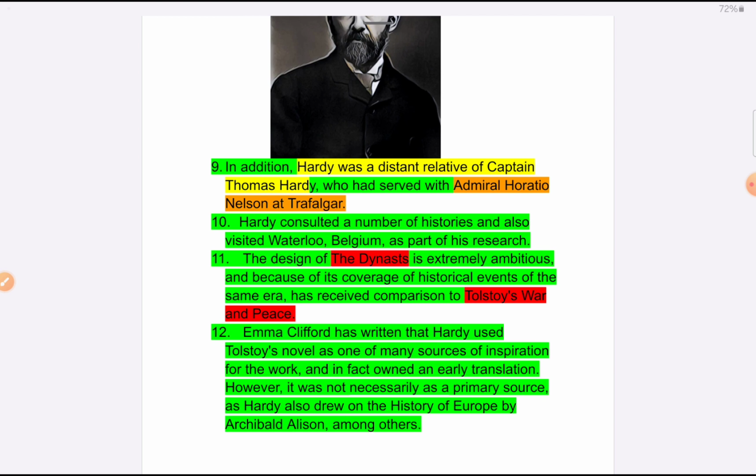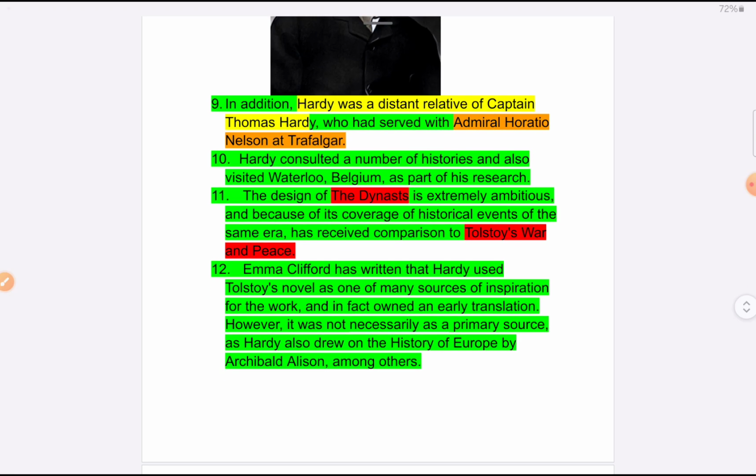The design of The Dynasts is extremely ambitious, and because of its coverage of historical events of the same era, he received comparison to Tolstoy's War and Peace, by Leo Tolstoy. Emma Clifford has written that Hardy used Tolstoy's novel as one of many sources of inspiration for the work, and in fact owned an early translation. However, it was not necessarily a primary source, as Hardy also drew on History of Europe by Archibald Alison, among other inspirations.